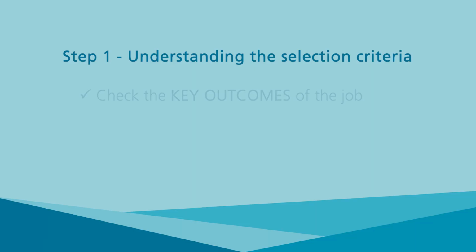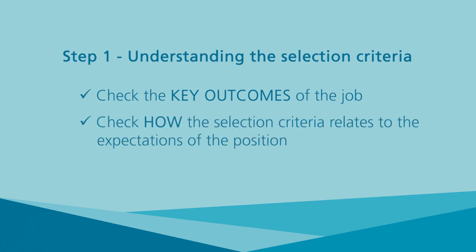It's important that you understand what is meant by each criterion before putting pen to paper. Check the key outcomes of the job and any other information provided about the job to see how each selection criteria relates to the expectations of the position. This is important because if you tell us that your exceptional writing skills are all about how good you are at writing poetry, that's not going to help the selection panel know how good you are at writing reports. Good point. So understanding each selection criteria means also understanding how it relates to the outcomes of the job so we can give a relevant example to prove that we're capable.